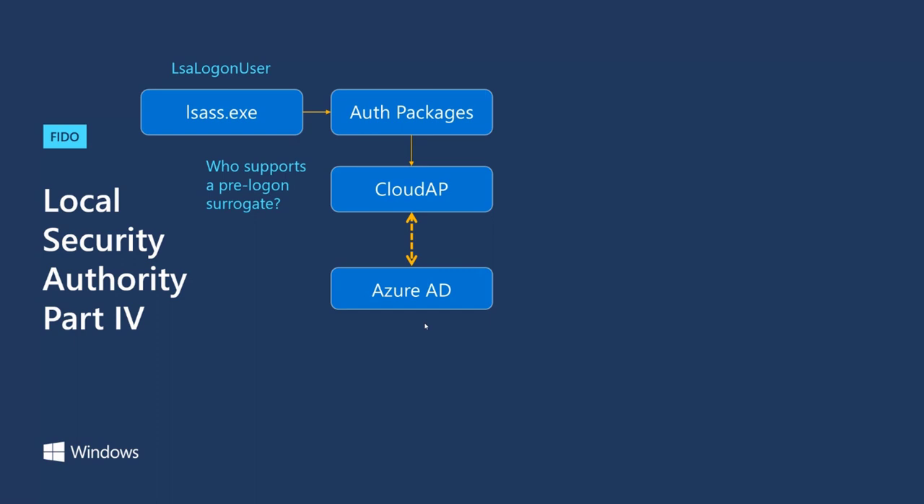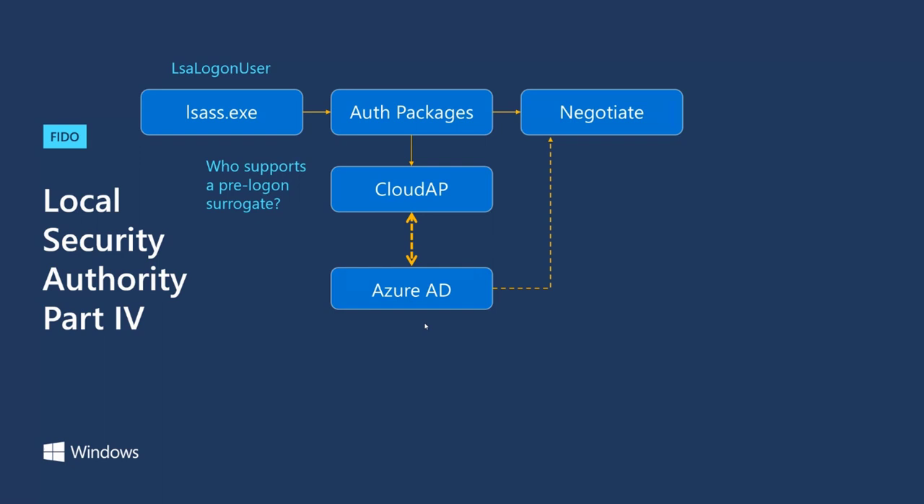It does this back and forth thing, and then it passes this information all the way back up to the negotiator, this whole exchange process of, I have this result from Azure AD, please hand it to the negotiator. And the reason that we do it that way is because Active Directory itself does not understand FIDO, but we want you to be able to log on to Windows on a domain joined machine with FIDO. So how do we do that?